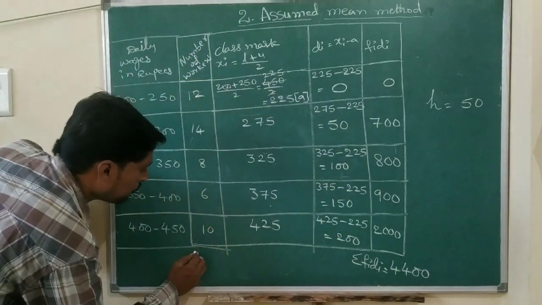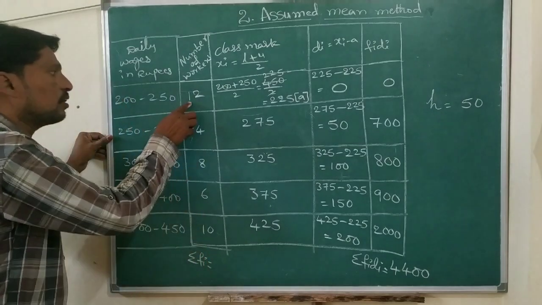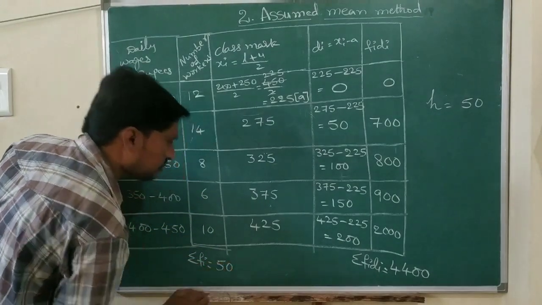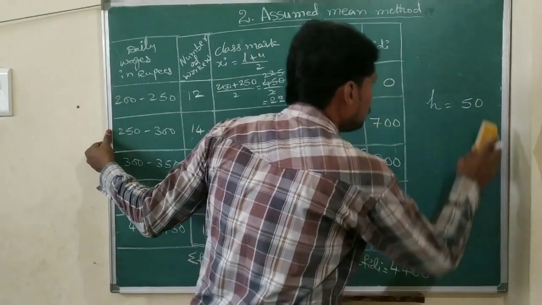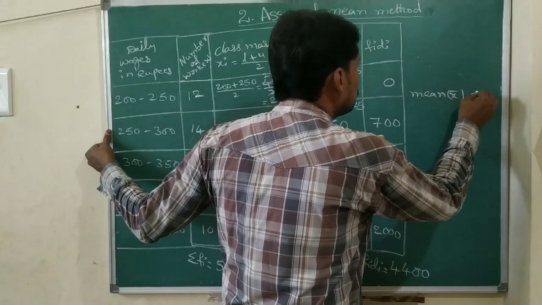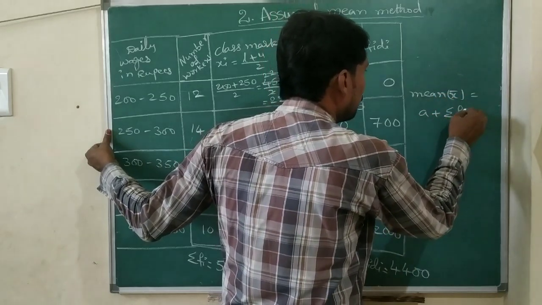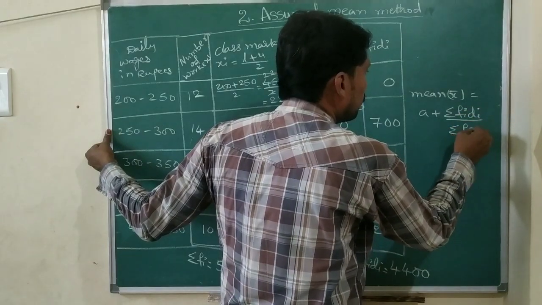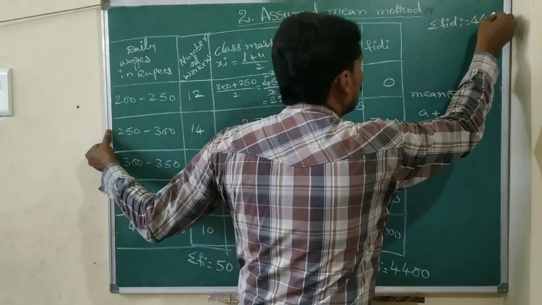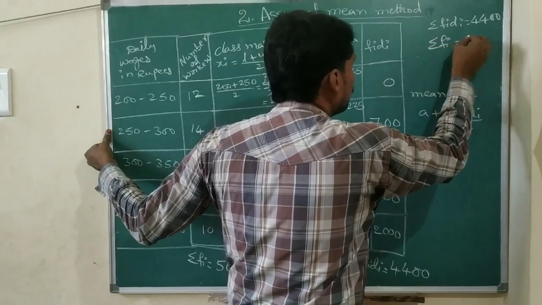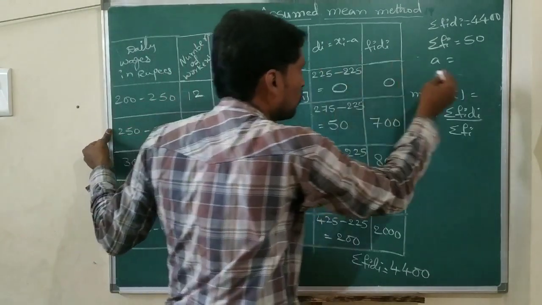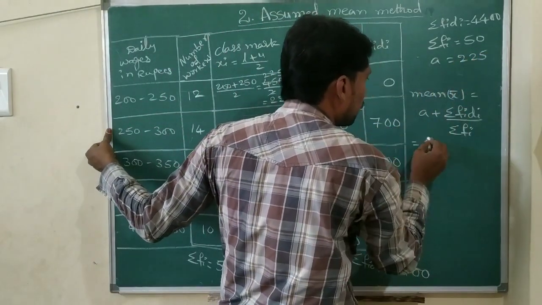Now we need to add the frequencies also. Sigma fi equals 12 plus 14 plus 8 plus 6 plus 10, that value is 50. Now we can write the formula. Mean x bar equals a plus sigma fi di by sigma fi. Sigma fi di is 4400, sigma fi is 50, and a is what we assumed here, 225.